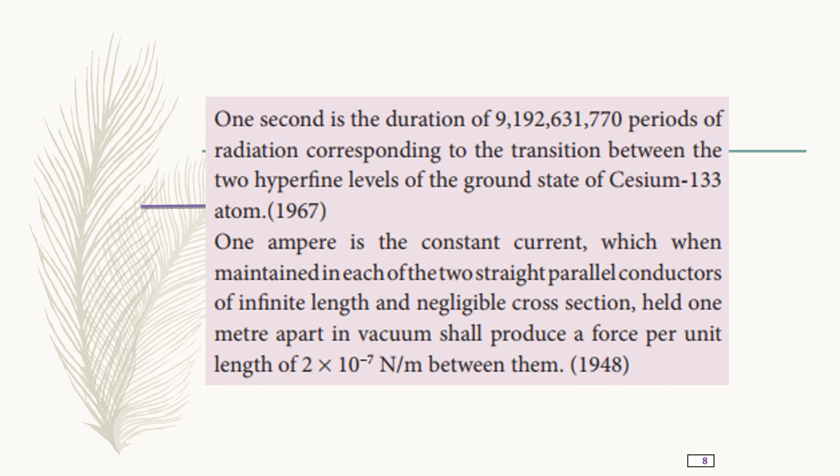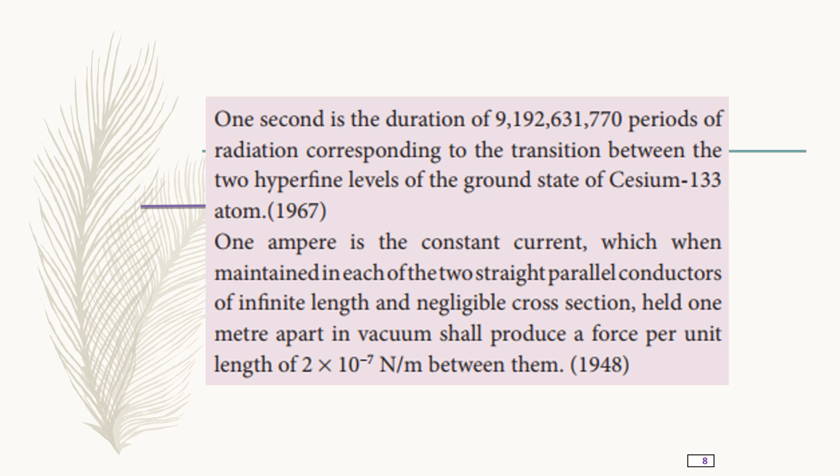Next is 1 second. 1 second is the duration of 9,192,631,770 periods of radiation corresponding to the transition between the two hyperfine levels of the ground state of the cesium-133 atom.